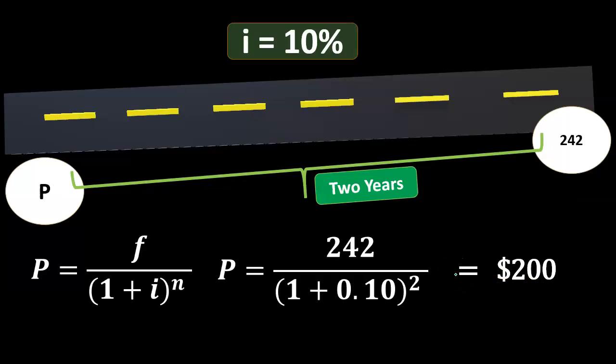If we wanted to see this for 2 years, let's say this is a 2-year time period then, and we plug our numbers into our formula, we're now going to say that the future value is 242 to make this consistent. So the future value is 242. We want to present value it. So 242 over 1 plus 0.1 to the 2 for 2 years, that's going to give us $200.